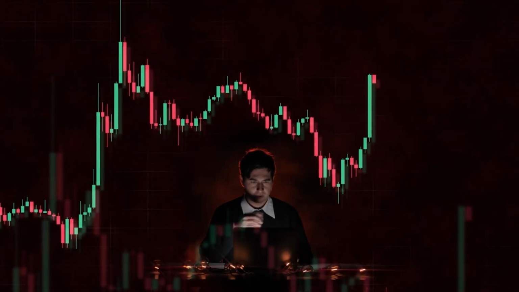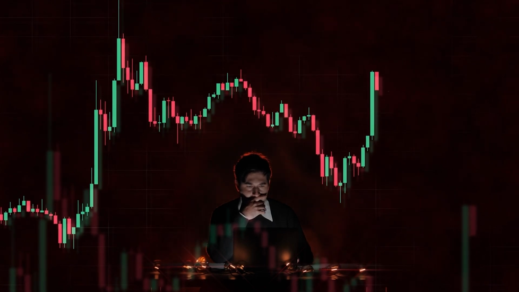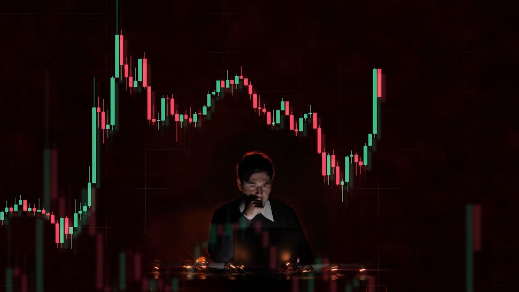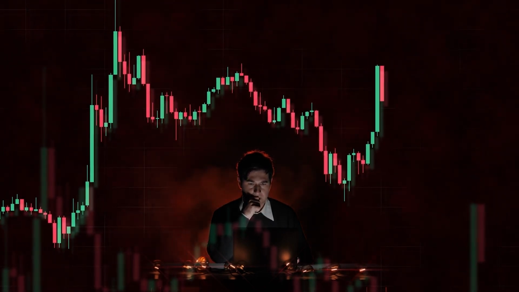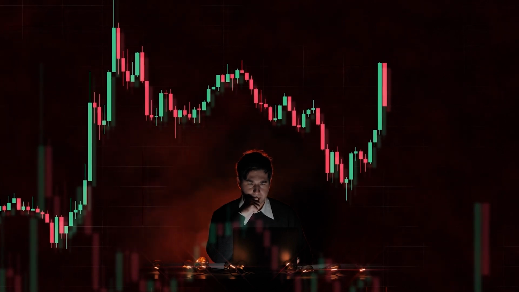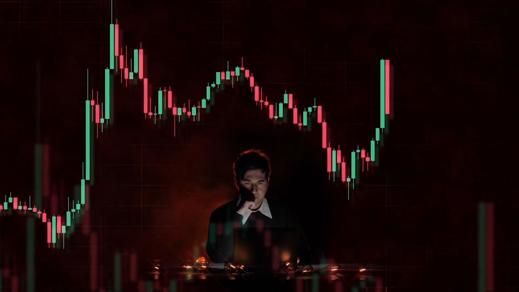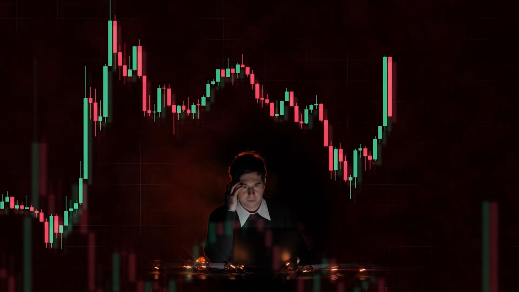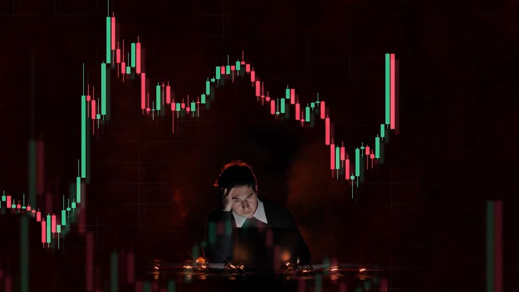The fourth is not to give in to emotions. Market makers often use psychological traps, forcing traders to make impulsive decisions. For example, when you see a sharp rise in price, you want to jump on the train. But such movements often end with an equally sharp reversal.